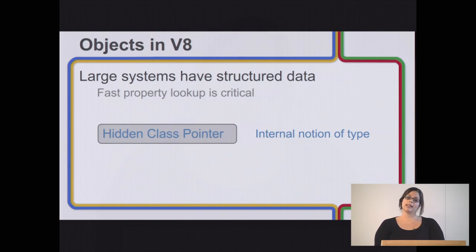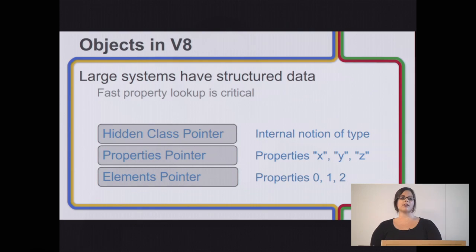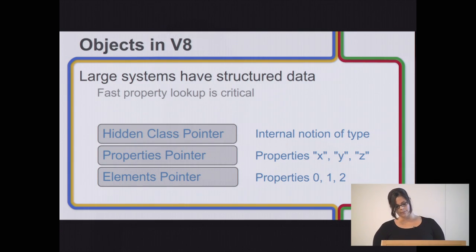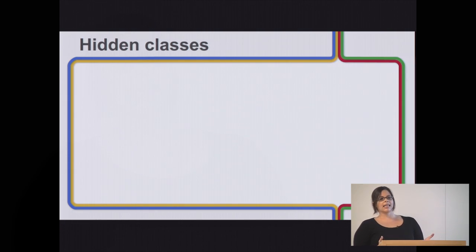First we have a hidden class pointer, which is an internal notion of type, which I'll explain in a second. Then we have 2 pointers to different kinds of properties: properties that have string names, and properties that have int names. But really, the only thing that's important is you have a type, and then you have property storage. So what's this hidden class thing?